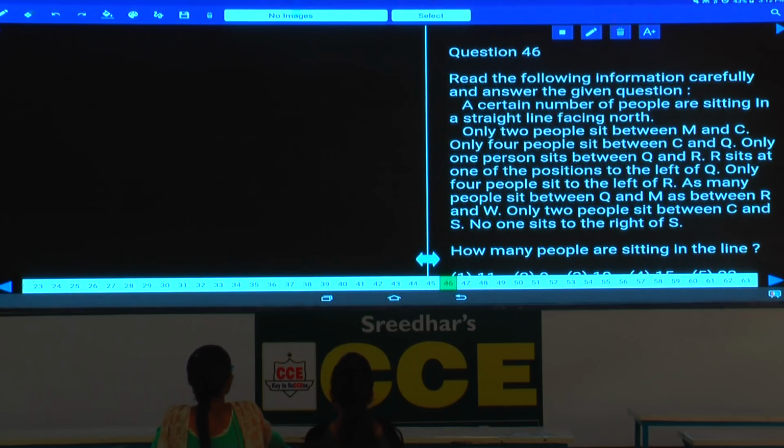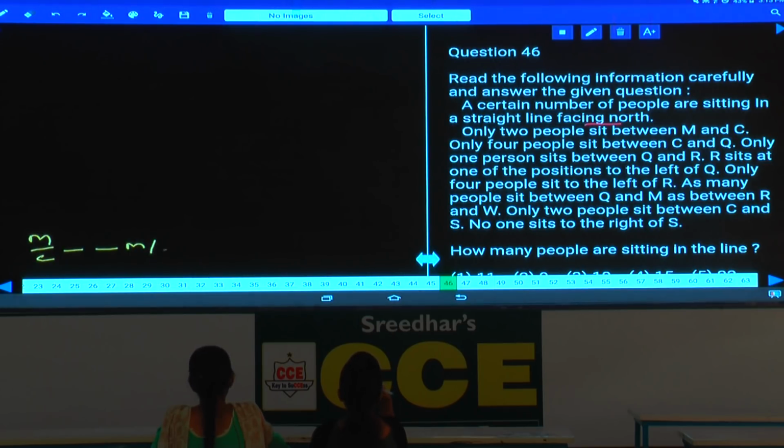And these persons are facing towards north. Then only 2 people between M and C. As only 2 people between M and C, M could be to the left hand side of C or right hand side. That information is not given as of now, so we cannot represent the data. But between M and C, how many people should be there?